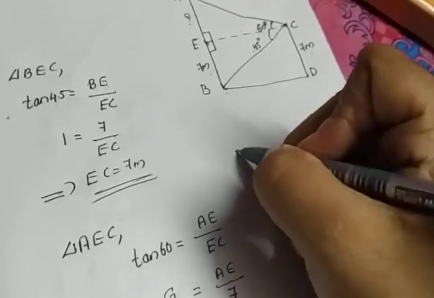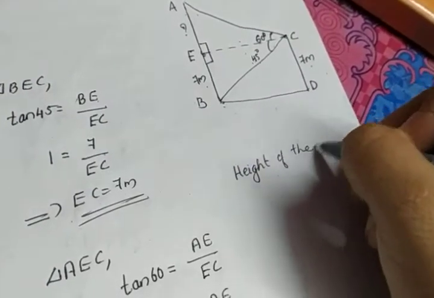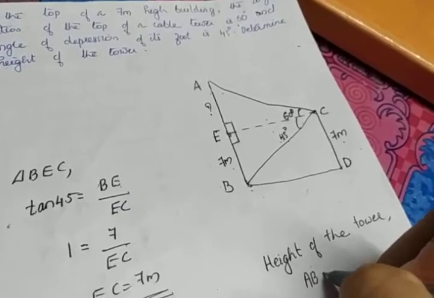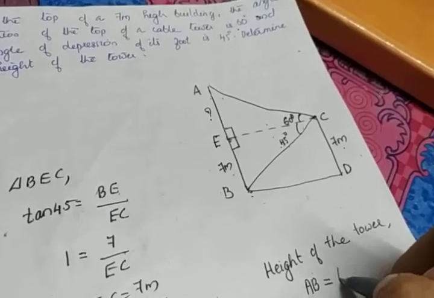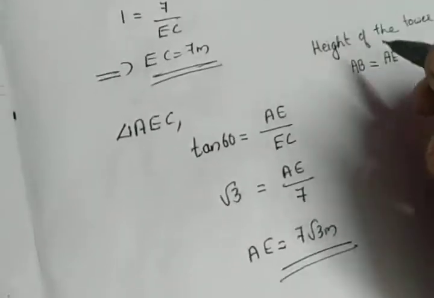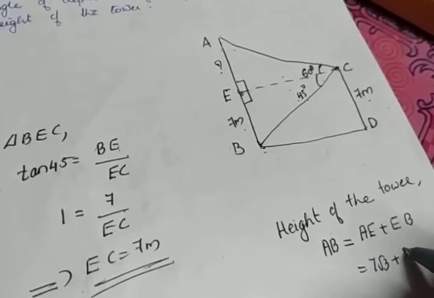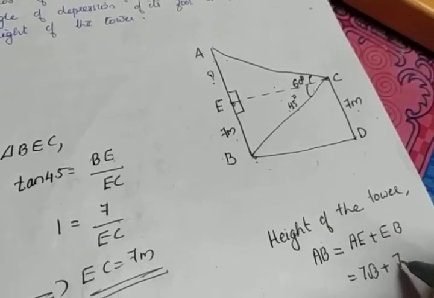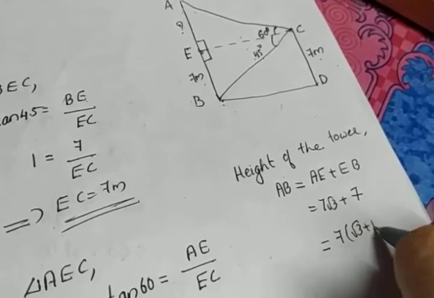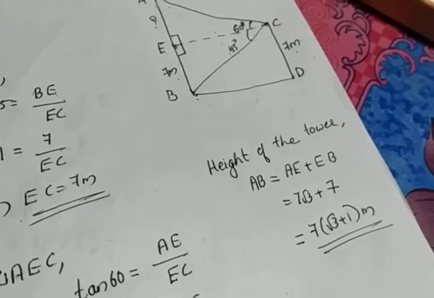Okay, the question is to find the height of the tower. From the figure, what is height of the tower? Height of the tower is AB. Instead of finding AB as such, we can break it from the figure as AE plus EB. AE we got as 7 root 3, plus EB. EB is the given value, which is equal to the height of the building, which is 7. So we are getting 7 into root 3 plus 1 meters. Therefore, height of the tower is 7 into (root 3 plus 1) meters.